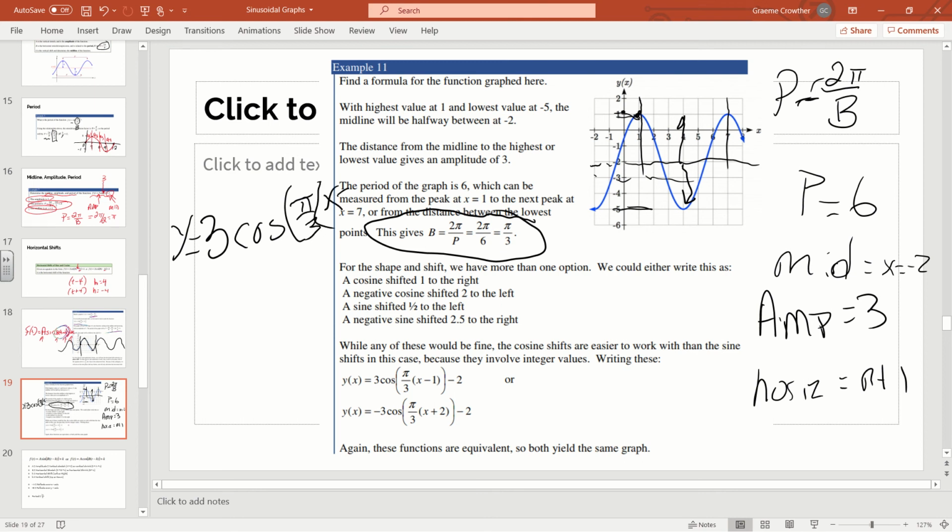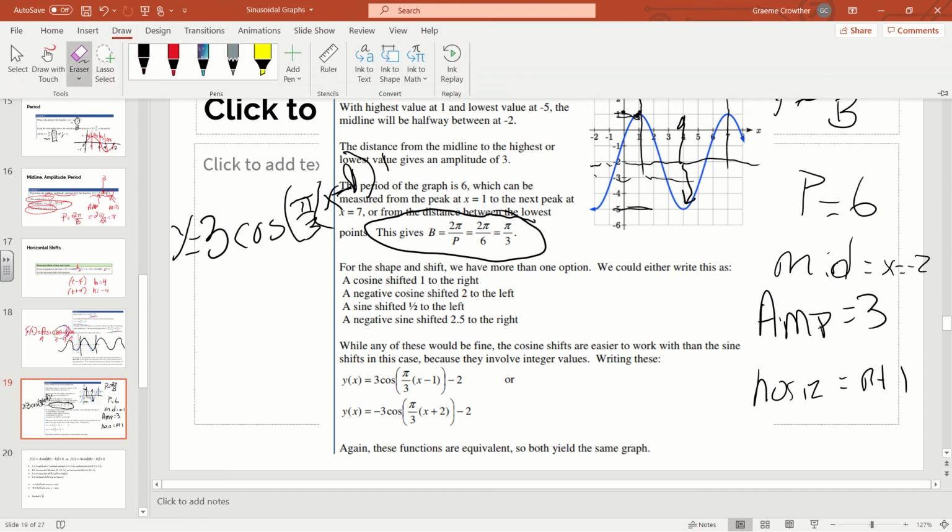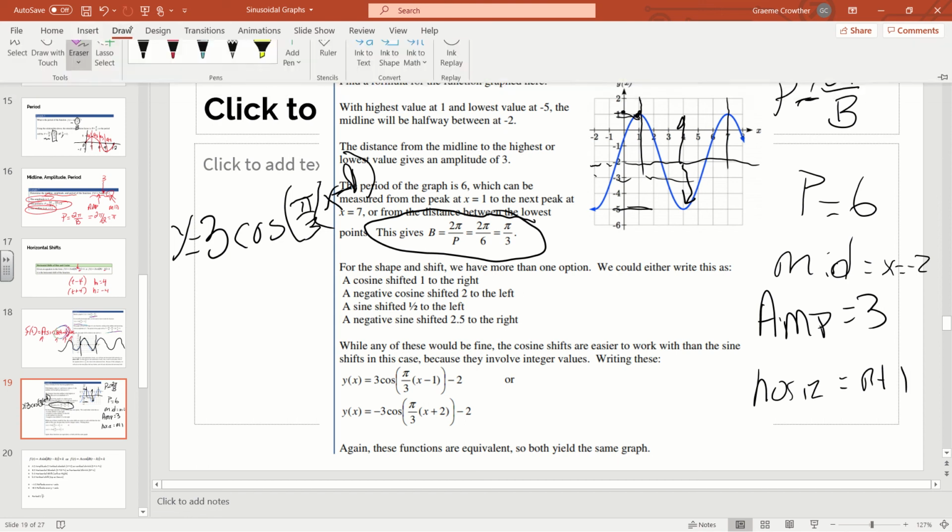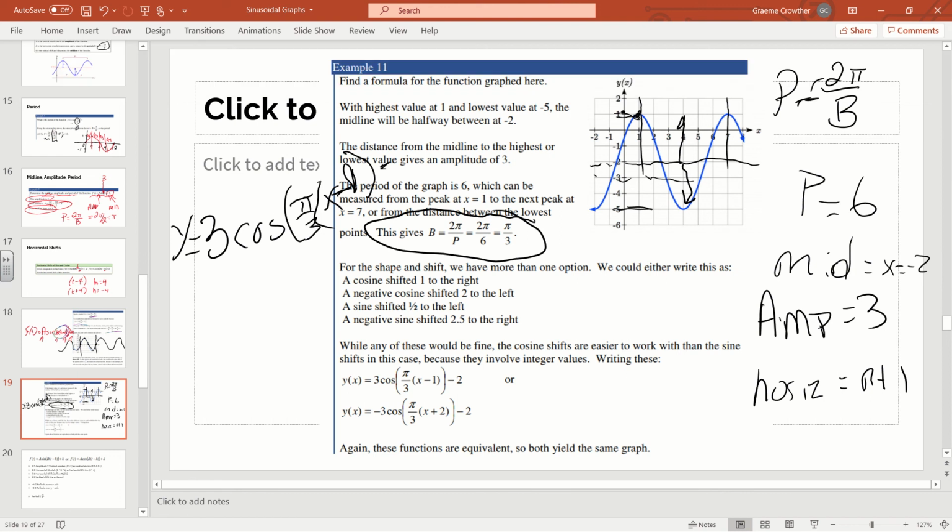I'm going to go x. I have a horizontal shift of 1 to the right and a vertical shift down 2. So down 2 would be subtract 2, which is this equation right here.